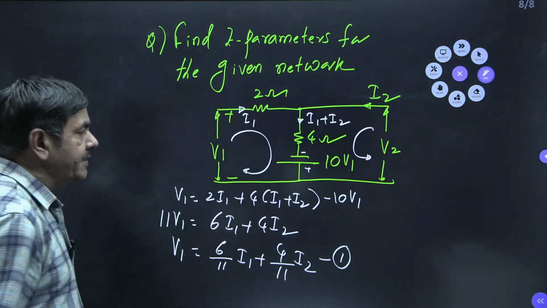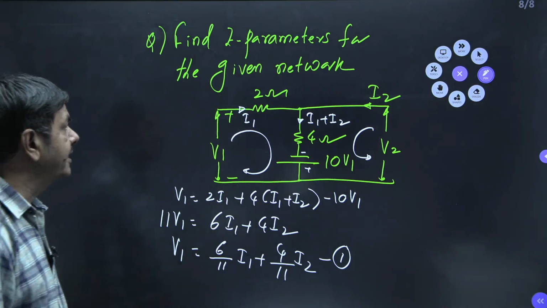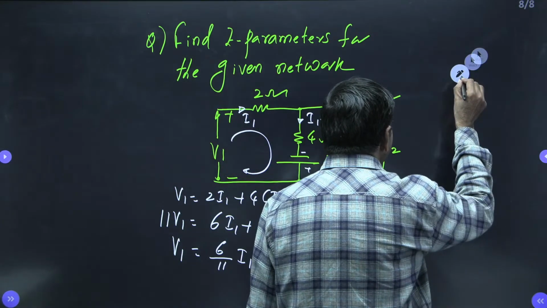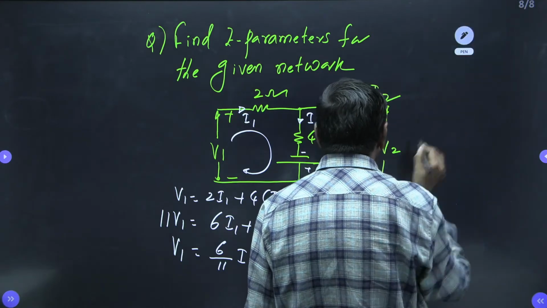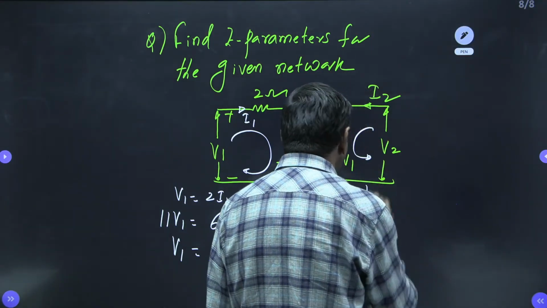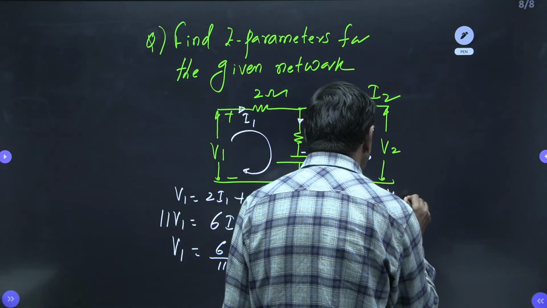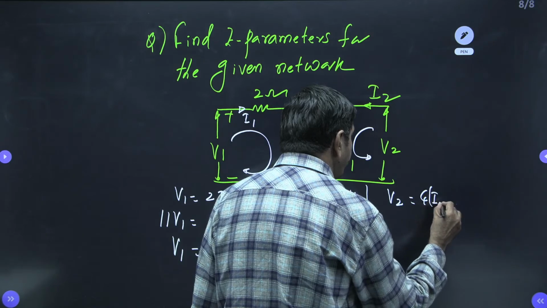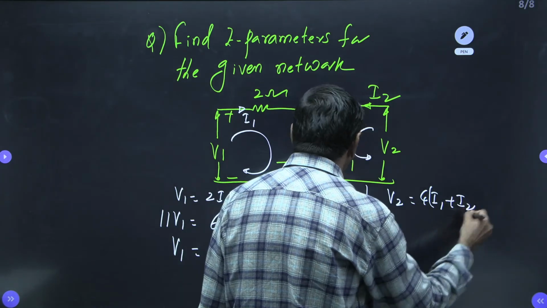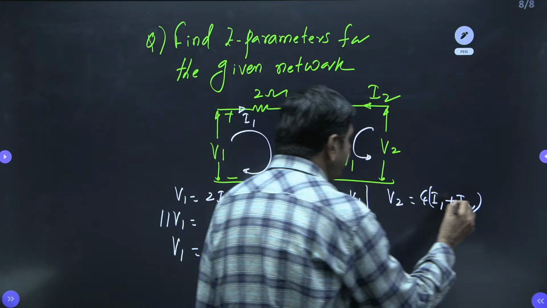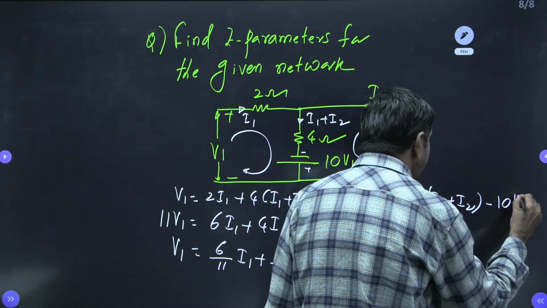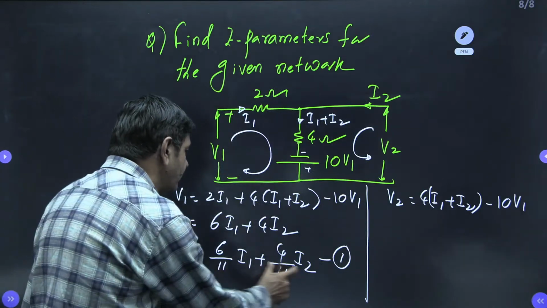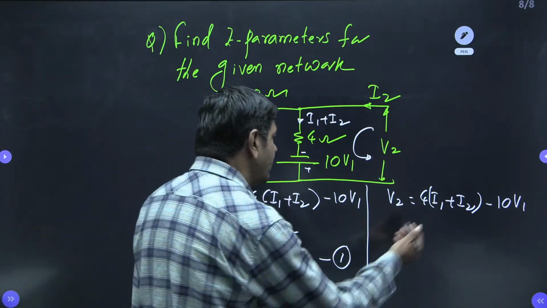What about the second equation? How can we form the second equation? Please watch. I want to apply the KVL in this direction. Whenever I apply KVL, I get V2 equal to 4 into I1 plus I2, and when I go down, minus 10 V1. We know what V1 is. The V1 is nothing but this value. I want to substitute it there.